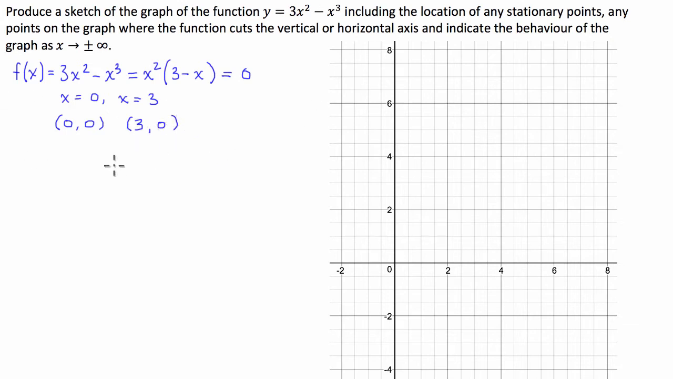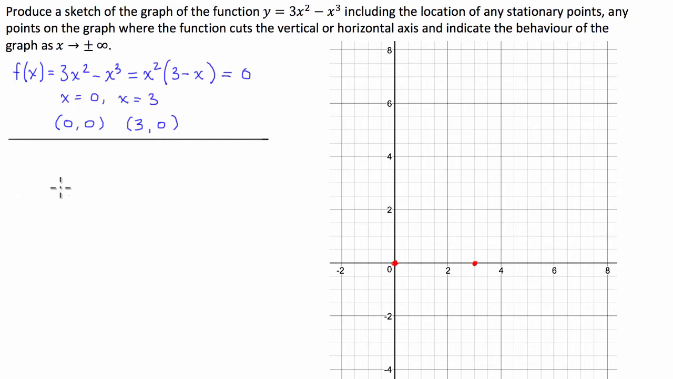Great, so that's the first step on the way to graphing this function. We can put these 2 points in if we like. We have 0, 0, which is here, and 3, 0, which is here. Great. So let's get on to the next part where we have to differentiate this function.